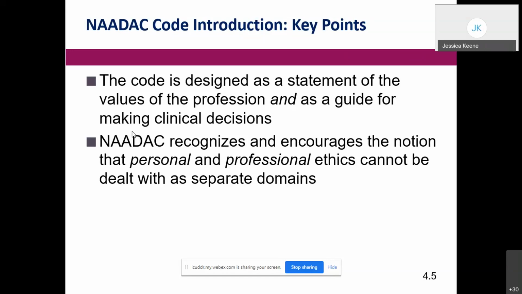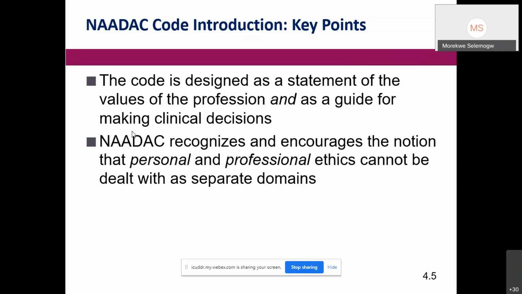Why is it important for us to understand that personal ethics and professional ethics cannot be dealt with as separate domains? You see, as a practitioner, we're supposed to internalize the professional ethics. Because of your convictions about them, they become personal and part and parcel of you. So you don't separate the two.